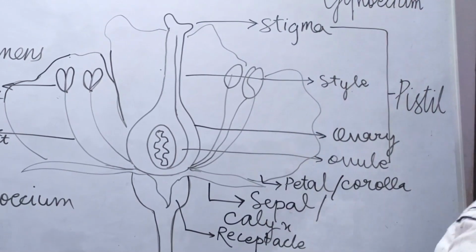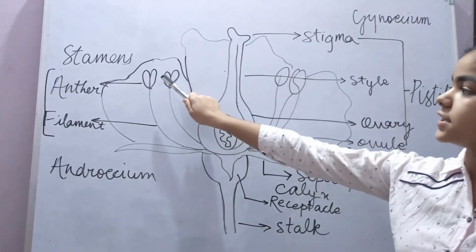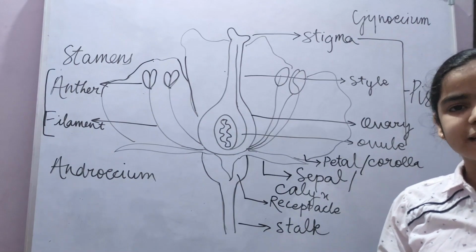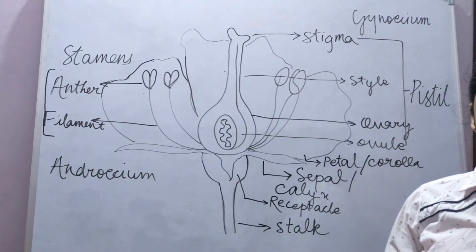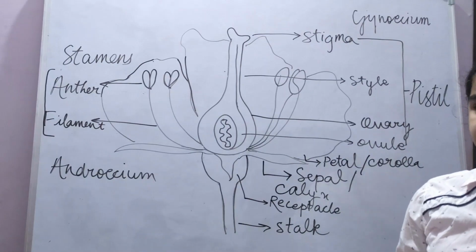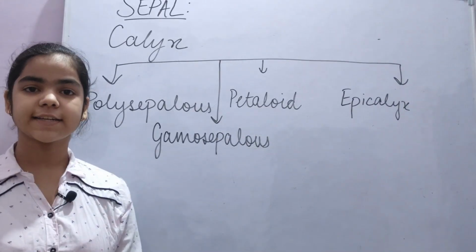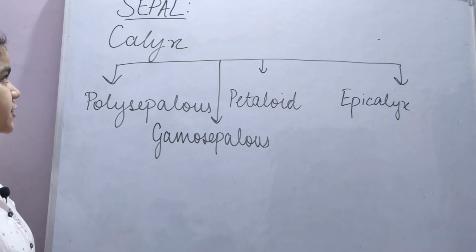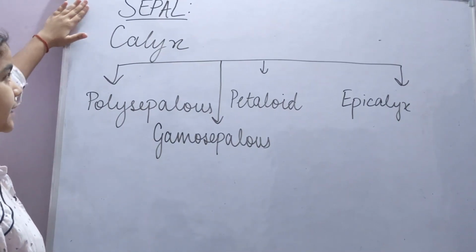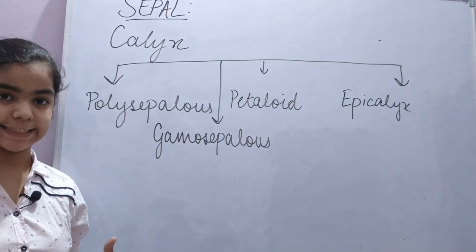Alright, so we studied what the parts are. This is the anther. In this, there are various pollen grains. In junior classes, your teachers must have taught you. So the pollen grains fall on the stigma and thus reproduction occurs. So let us move further to discuss the first whorl. As I said earlier, the first whorl is sepal, collectively called calyx.